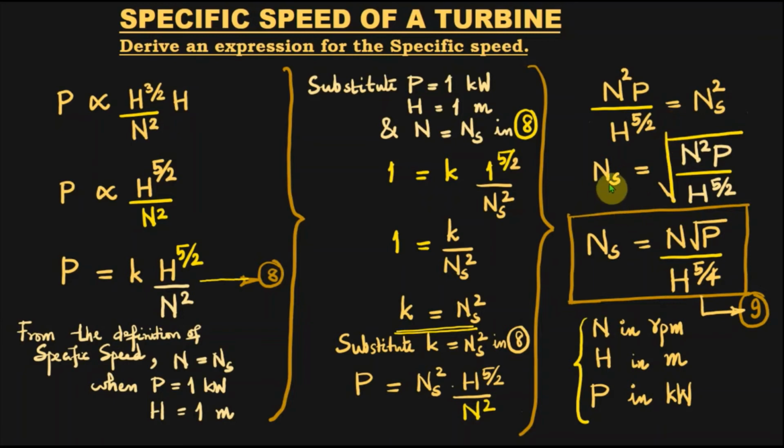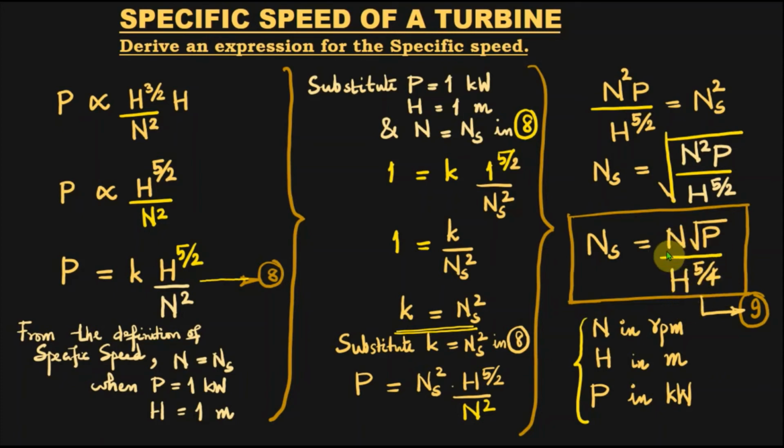What is Ns? It is equal to the square root of this whole group, N square into P divided by H raised to 5 by 2. When you take the square root of N square, it is N. When you take the square root of P, that is root of P itself, divided by H raised to 5 by 2, and you have to take the square root of that. What does it mean? H raised to 5 by 2 whole raised to 1 by 2. So that will be H raised to 5 by 4. So square root of H raised to 5 by 2 is H raised to 5 by 4. So Ns, the specific speed, is equal to N root of P divided by H raised to 5 by 4.